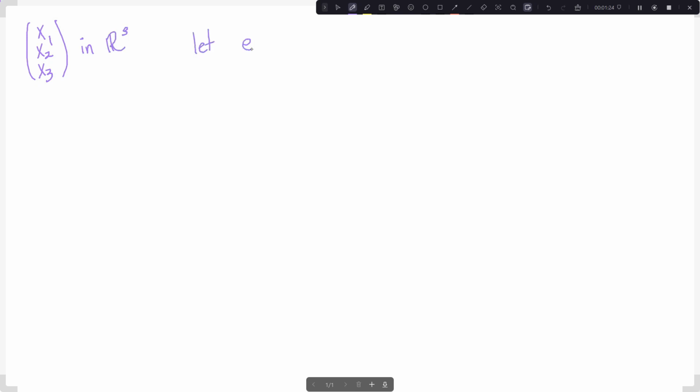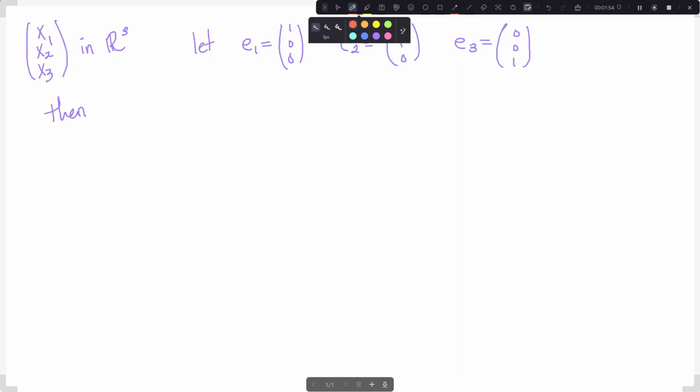So let's start with x1, x2, x3 as a vector in R3. And let e sub 1 be 1, 0, 0, e sub 2 be 0, 1, 0, e sub 3 be 0, 0, 1. Now these are really the x, y, and z vectors that you're used to with the hats over them, but I'm using a different notation, and you're going to see why in just a little bit. Then let's call this x vector on the left truly the x vector.